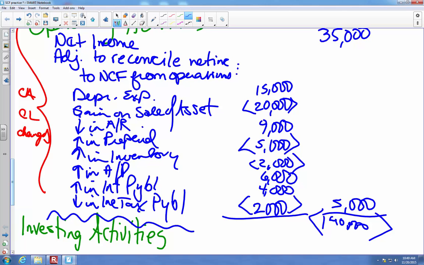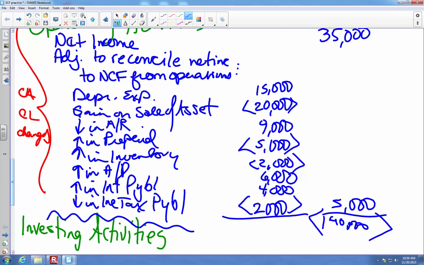Number 5, bonds with a face value of 45 grand were converted into dollar par value common stock. Don't say it out loud, but I want you to have to think about that. And AP pertains to merchandise suppliers. Prepare a statement of cash flows.